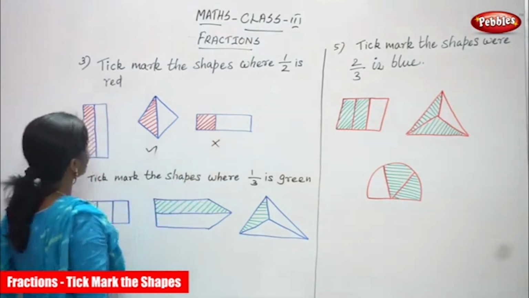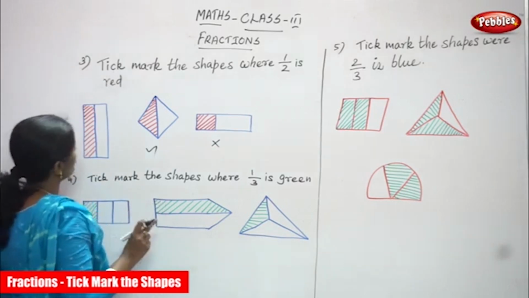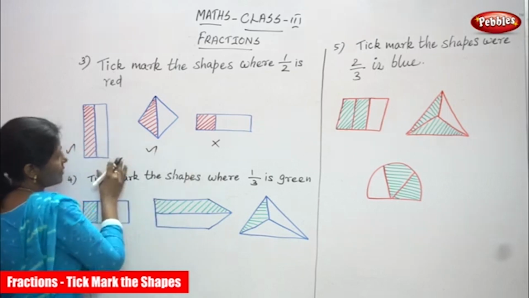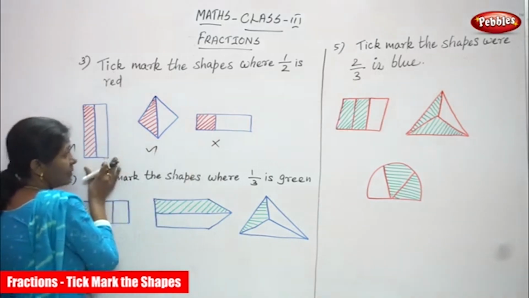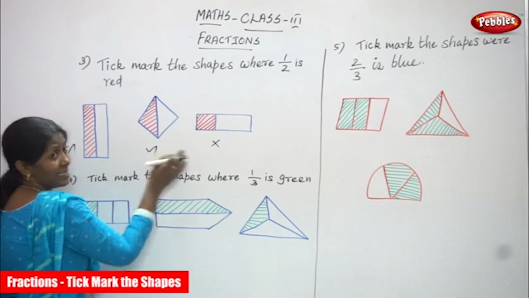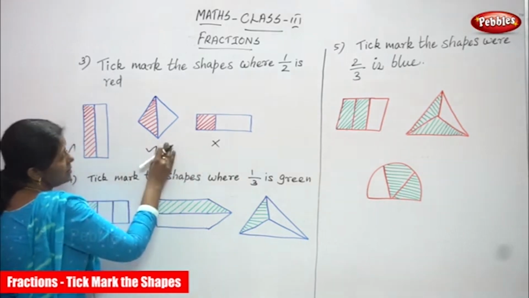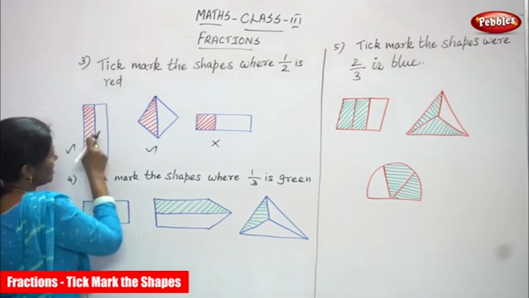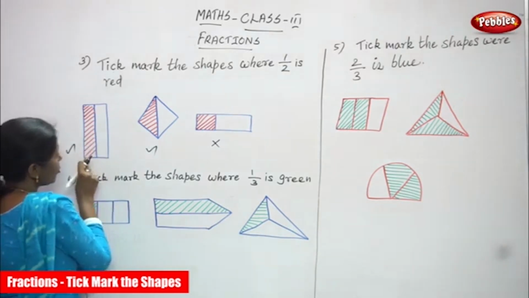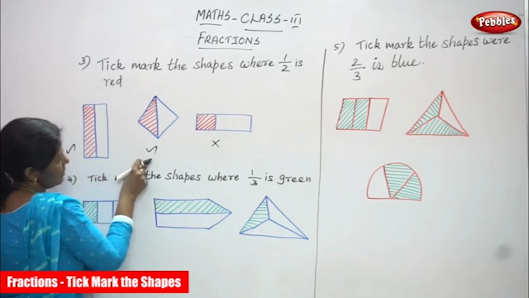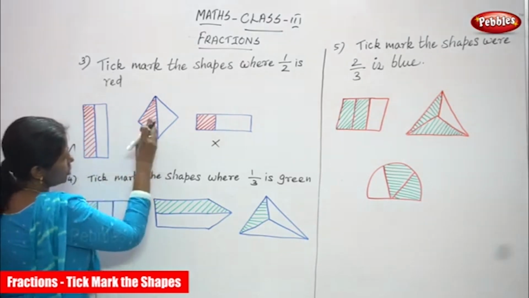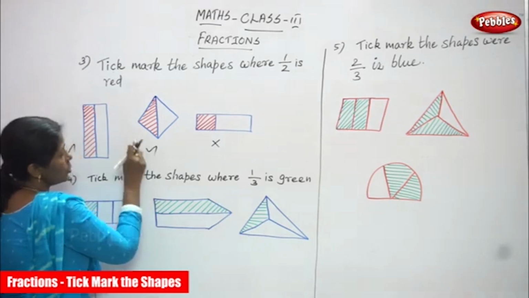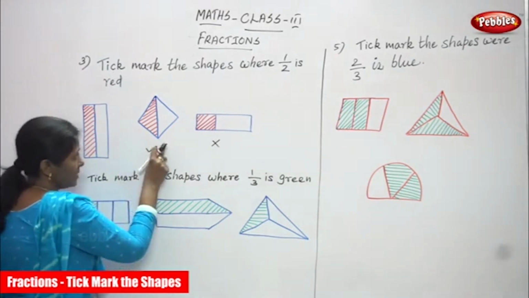Okay, so I'll repeat once again, tick mark the shape where half is red. This is a rectangle, it is also a rectangle, in vertical size. This is a horizontal size of rectangle. This is a diamond shape. In the first diagram I cut into equal halves, then I shaded only one part in red color. Next diagram, it is a diamond shape. This also I cut into equal parts and shaded only one portion in red color. So it also comes under half.